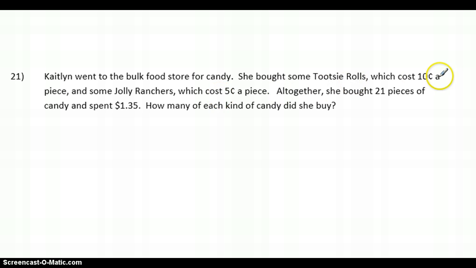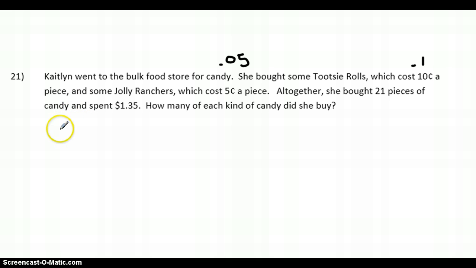Okay, so on this first one, we've got some candy. She bought some Tootsie Rolls which cost 10 cents a piece and some Jolly Ranchers which cost 5 cents a piece. So it costs 10 cents. I'm going to use 0.1 or 0.10. Don't really need to write the 0 though. And for 5 cents, I'm going to use 0.05. Okay. Altogether, she bought 21 pieces of candy. How much of each candy did she buy?